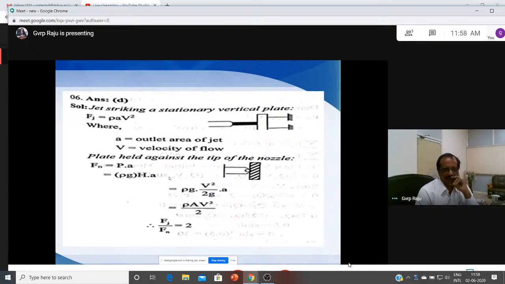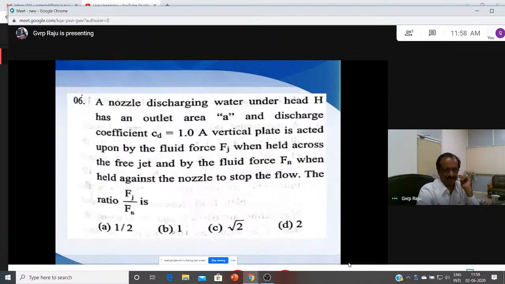So H, you can convert into the form of velocity: V squared by 2g is equal to H, or V is equal to square root of 2gH. You can substitute H in place as V squared by 2g. So this is rho A g, and g and g cancel, giving rho A V squared by 2. Here a is small a, though he has given capital. Fj is rho A V squared, and Fn is rho A V squared by 2. So Fj by Fn is equal to 2. So the answer is D.